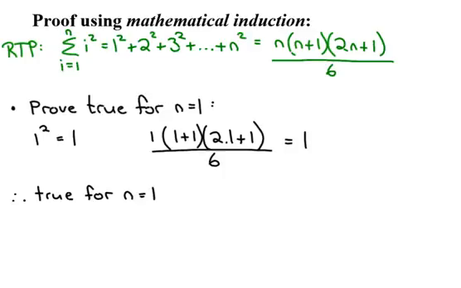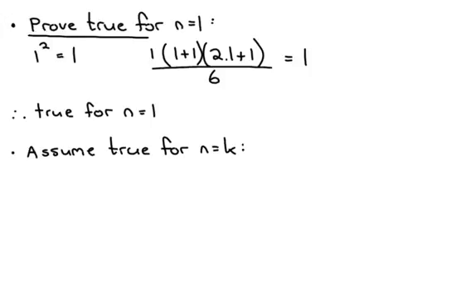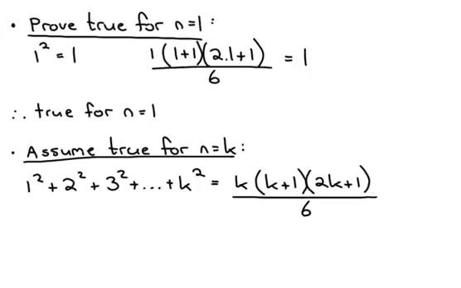Right, so next thing is we assume true for n is equal to k. Which means if I replace n with k, then I'm going to get that 1 squared plus 2 squared plus 3 squared all the way up until, remember, we're substituting k in place of n, all the way up until k squared is in fact equal to k times by k plus 1 times by 2k plus 1 over 6. So I'm assuming that that is in fact true.